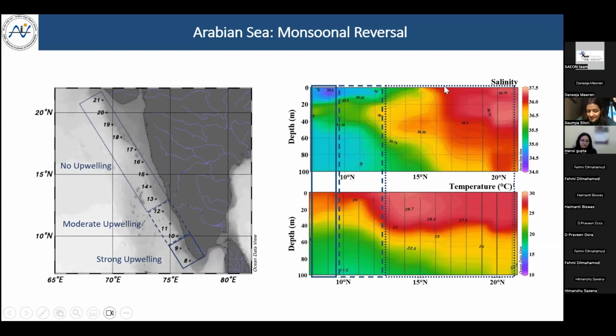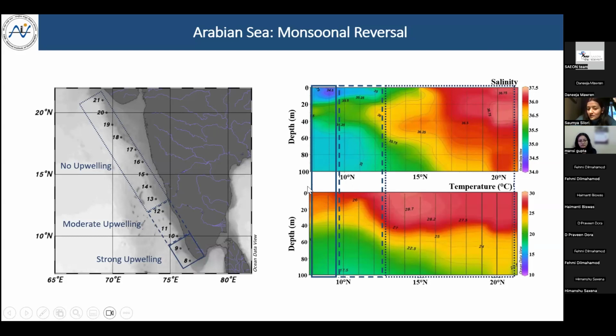So if you look at salinity, like I said, there are high salinity waters in the north because of the perpendicular winds that bring in a lot of high salinity waters. And then in the south, we see the salinity is lower. There's also a low salinity patch that forms because of the high rainfall and river discharge during this period. And if we look at temperature, the upwelling signature is even more clear.